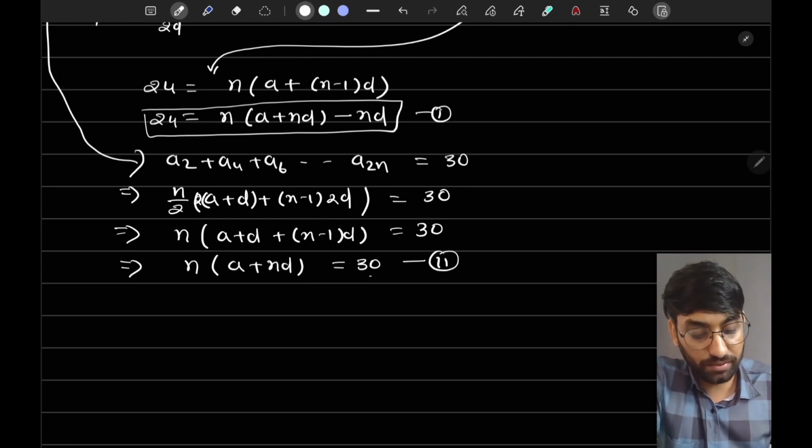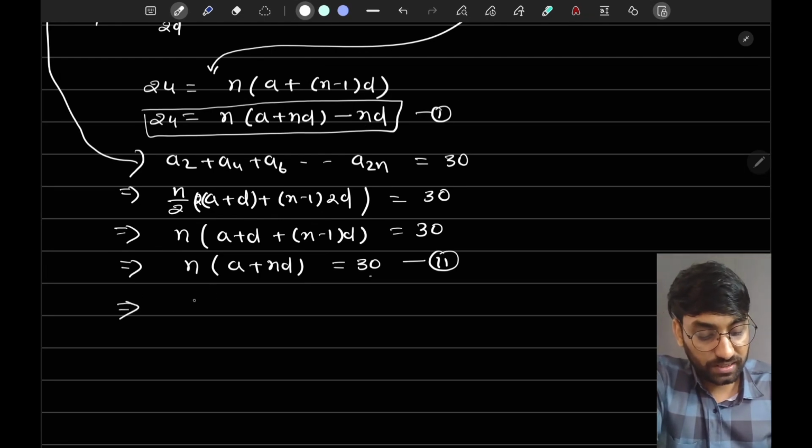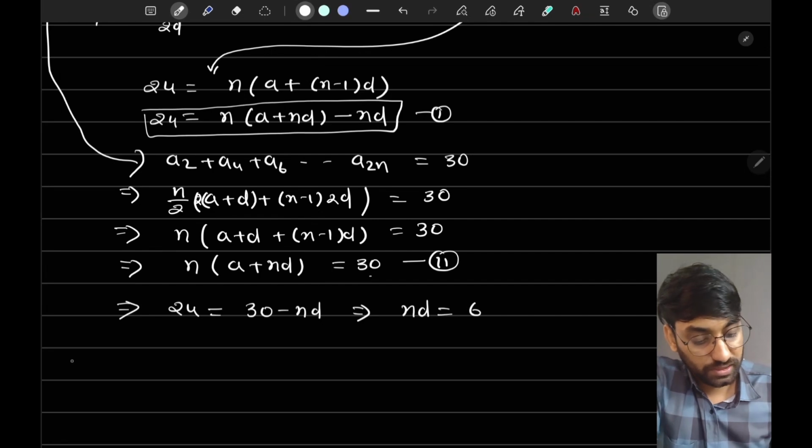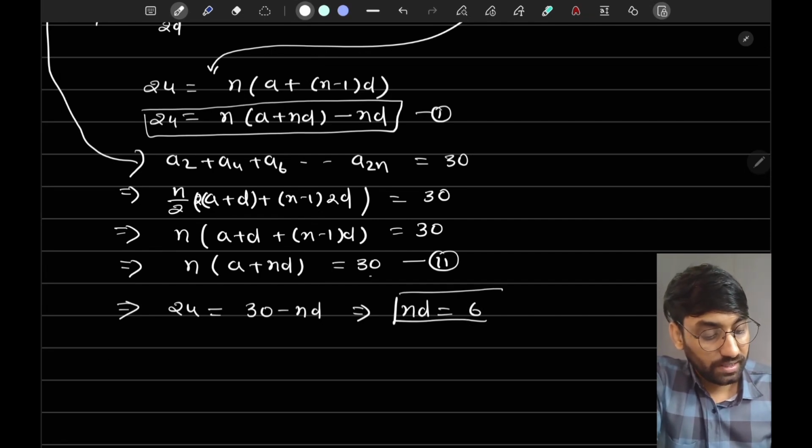Now, n times a plus nd equals 30, and that value I can substitute in equation 1. So what will I get? 24 equal to 30 minus nd. It means nd equals 6. So one relation in terms of n and d, that is nd equal to 6, I will call equation 3.